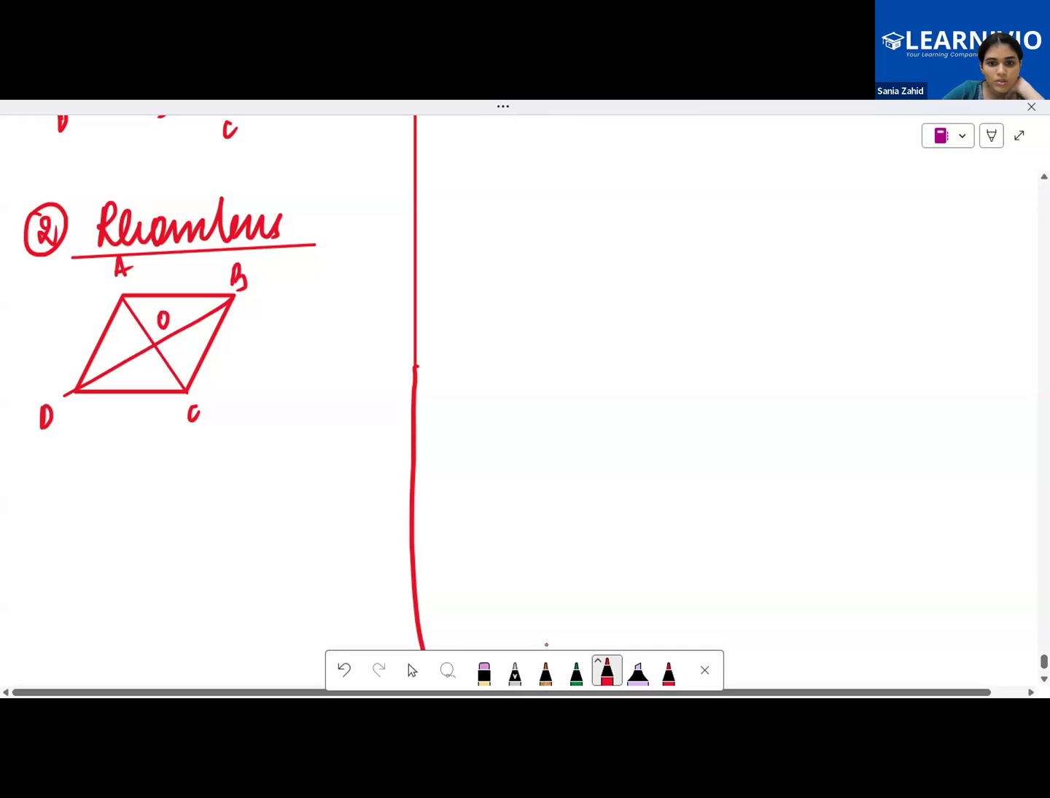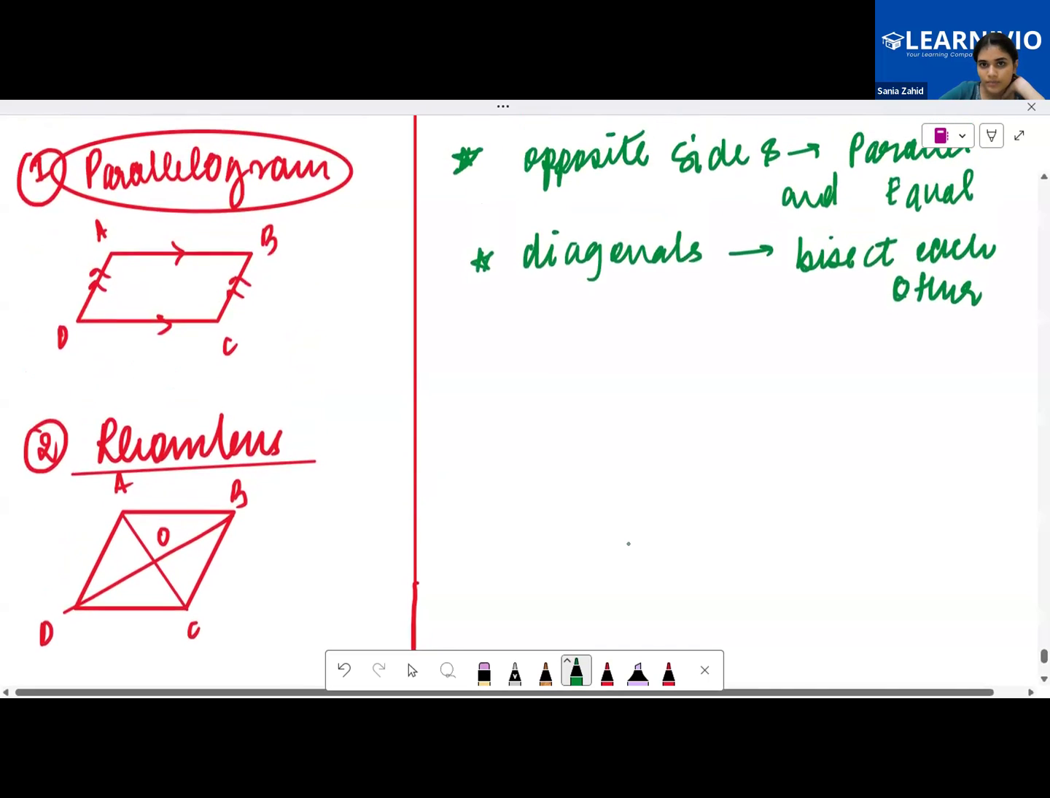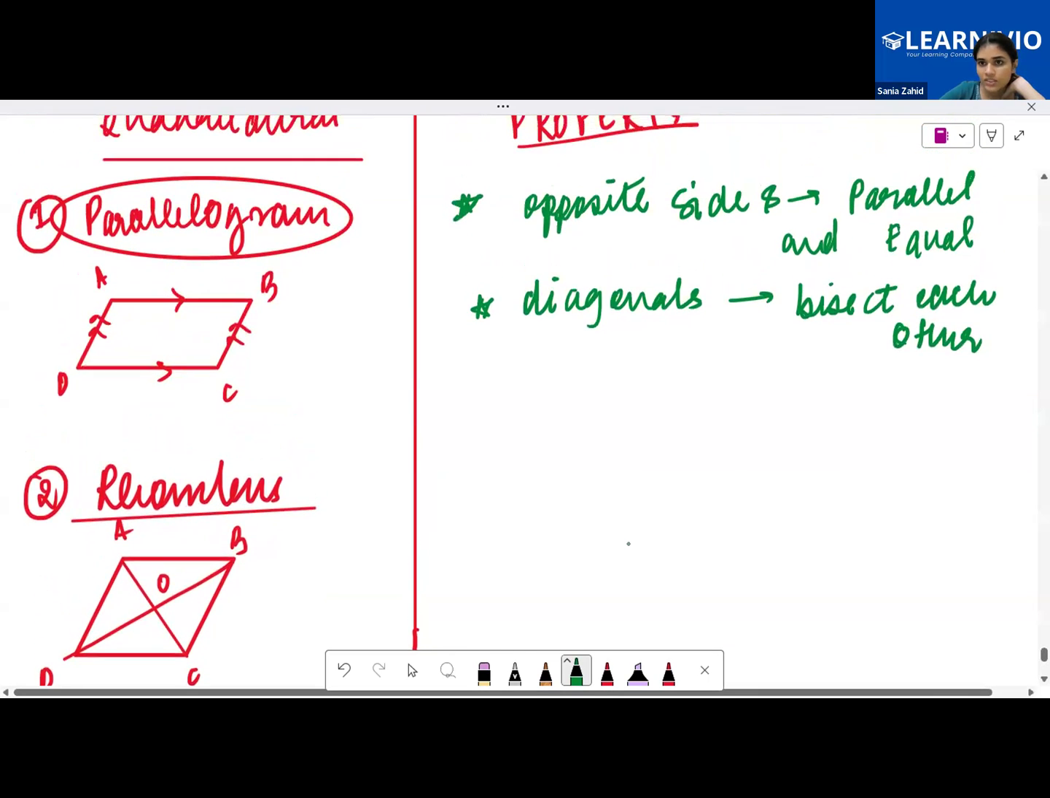Now, tell me about rhombus. Amar, you tell me what the properties of a rhombus are. First, tell me, is there anything different from a parallelogram? Yes. What is the difference? Opposite sides are parallel and equal. Diagonals perpendicularly bisect each other.